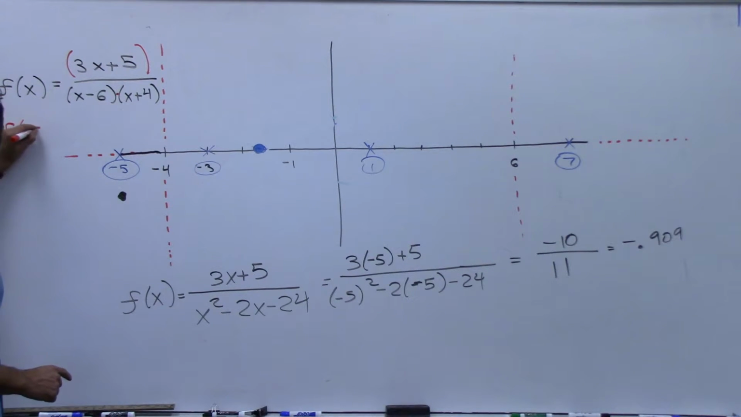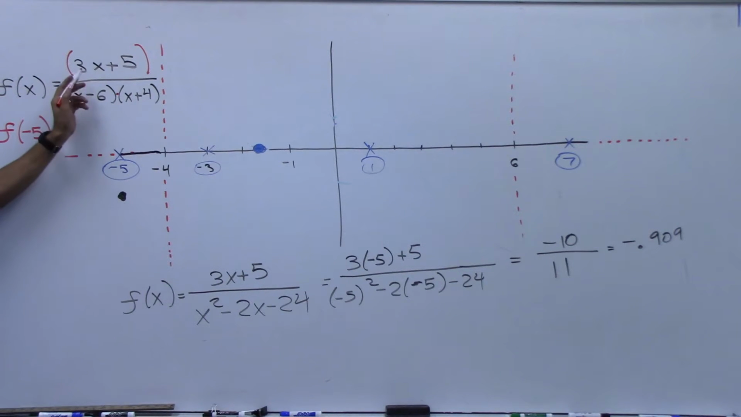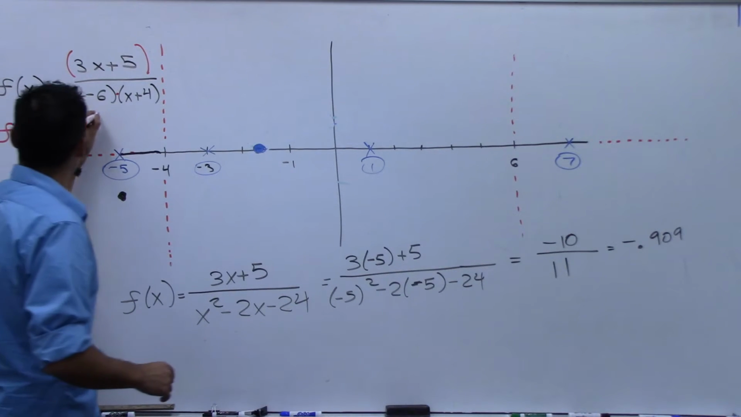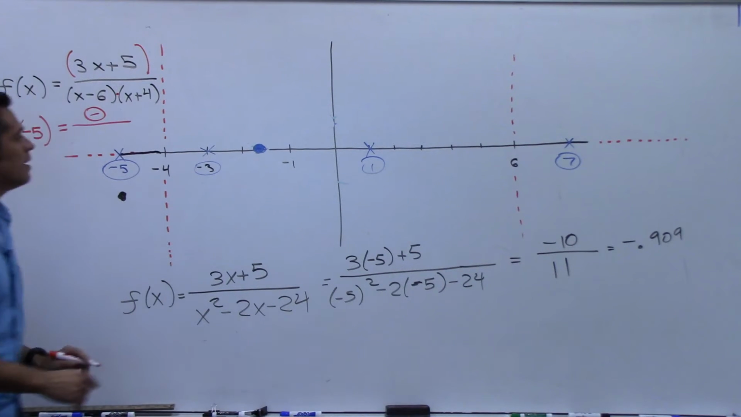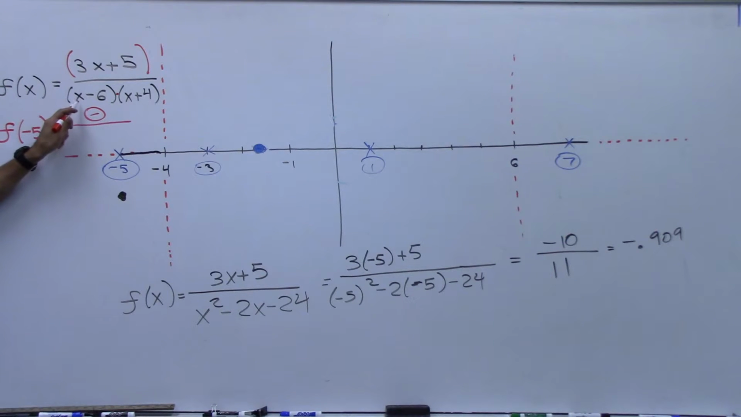So watch how fast I'm going to be with this. What is 3 times -5? -15 plus 5? -10. It's a negative number, right? Okay. I'm just going to put negative and circle it on top. I have a negative number on top. Right here, plug in -5 minus 6. -5 minus 6 is -11, right? That's a negative down there.